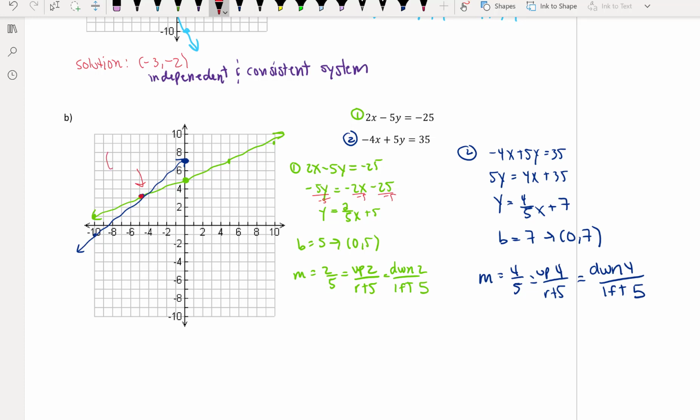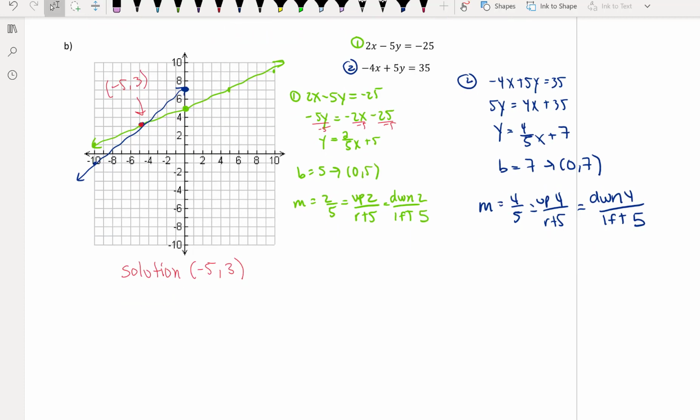So that overlap ordered pair would be (-5, 3). So my solution is (-5, 3). Again, what I would say about this system is that it's independent and consistent.